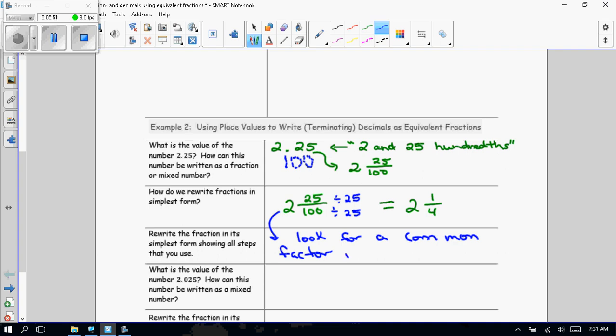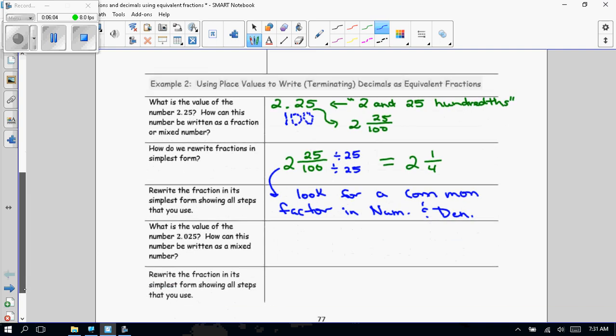Look for a common factor in numerator. That's the top one. And denominator. Denominator is the bottom one. Here's how I remember that. Denominator is the number on the bottom. Haha, catch that? All right, let's take a look at this next one.